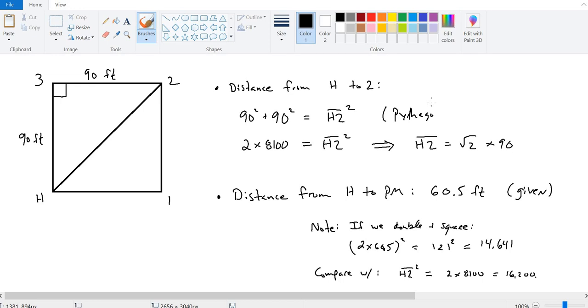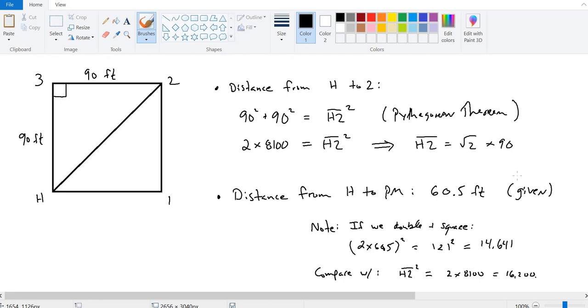Applying that to the right triangle from home to third to second, we end up with 90 squared plus 90 squared equals that diagonal from home to second, squared. 90 squared is 8100, so 2 times 8100 is that diagonal squared. That means the diagonal is equal to the square root of 2 times 90.